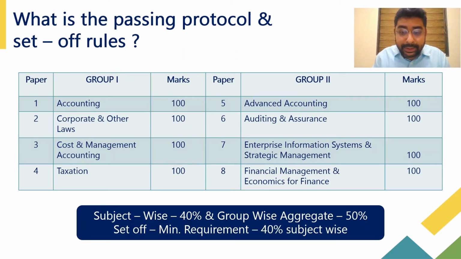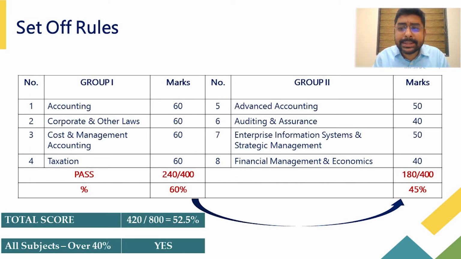Okay, let me give you an example. Now let's assume a student has this report. Okay, accounts he scored 60, law he scored 60, costing he scored 60, tax he scored 60. He's aced the first group, and he scored 240 marks out of 400 marks. And in group 2, fifth paper 50, sixth paper 40, and 50 and 40. Okay, now interestingly all 8 papers he has scored above 40, so that's the first check.